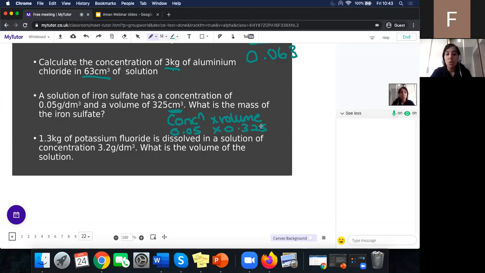0.325. So 0.325 times 0.05 should give you an answer to 3 significant figures of 0.0163. So 0.0163 to 3 significant figures. And that is the mass, so it'll be grams. Excellent, well done.